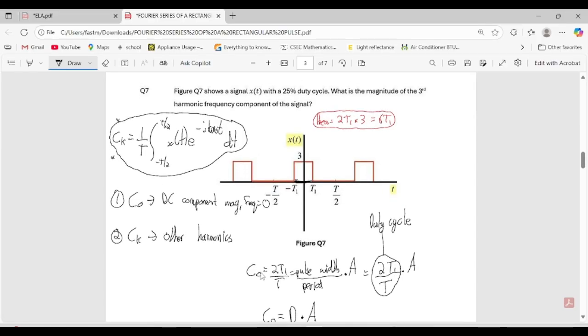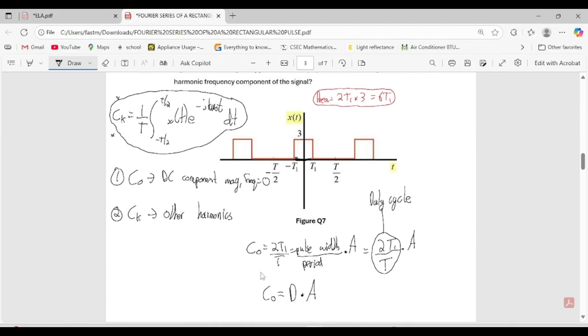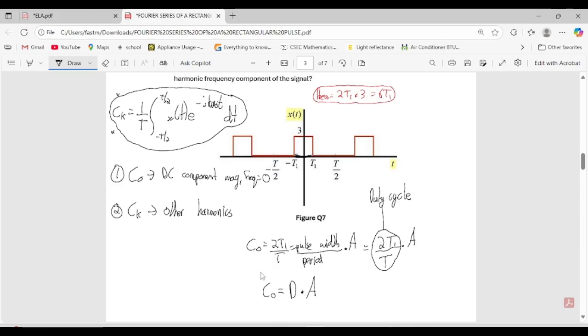So if they give you a duty cycle of 25%, that's basically a quarter. I think we could use fractions, right? If not, you could just use 0.25 if you want to. And the amplitude is 3. So therefore, C0 in this case will basically be 0.25 multiplied by 3, which is 0.75. Easy like that. So that's all it is.